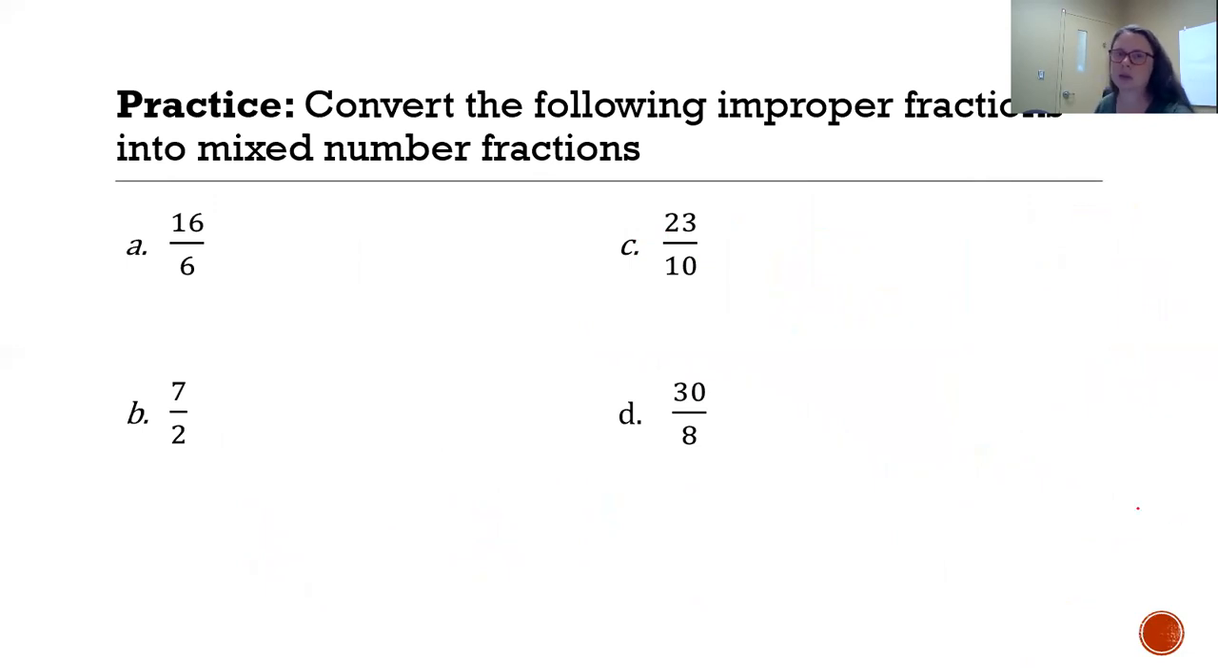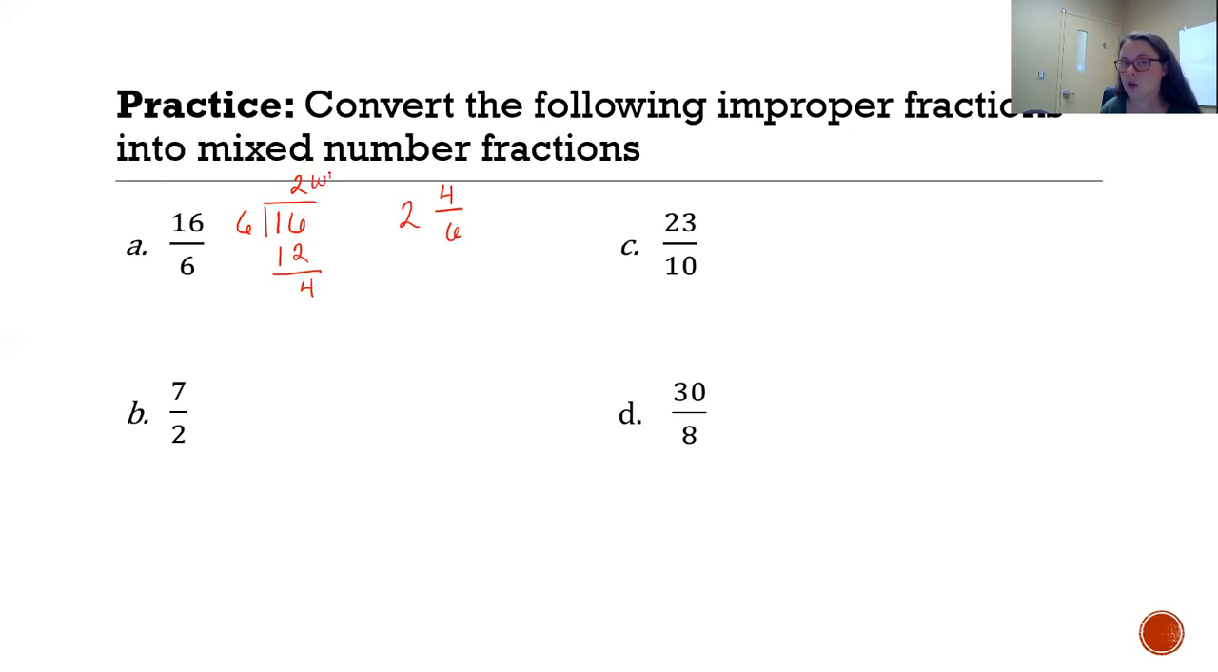So 16/6. 16 divided by 6. If you want to use the calculator method, you can. I won't write out all the calculator steps. So 16 divided by 6, that goes in twice. Leaves me with 12 and 4 left over. So our fraction is equal to 2 and 4/6.